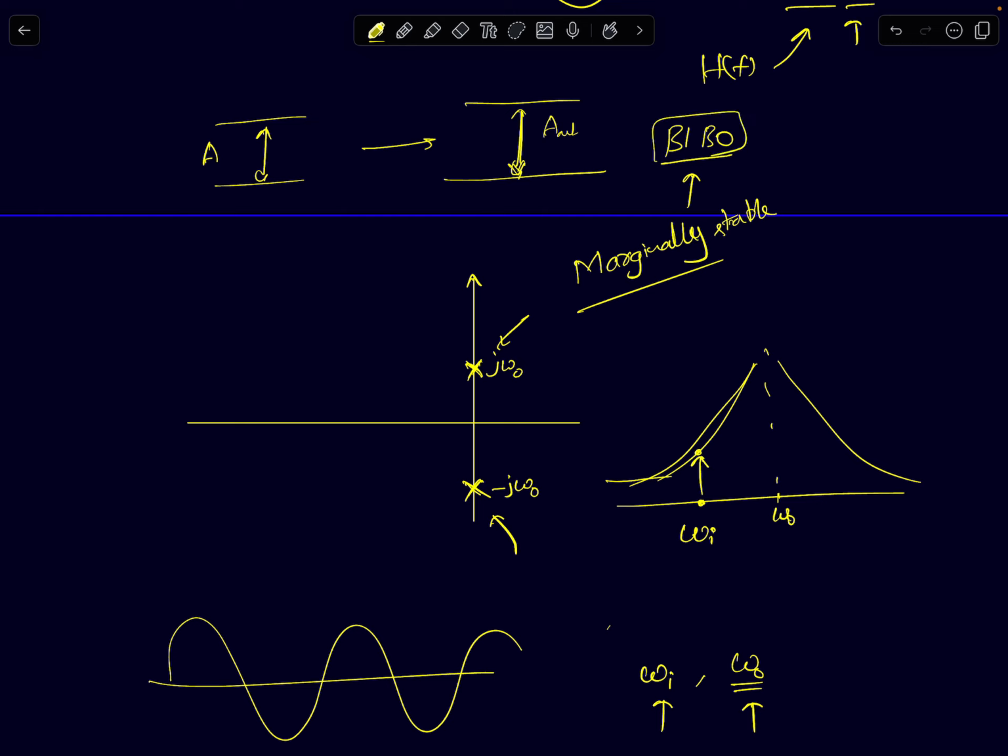Why do we call it marginally stable? Because when you have a system with poles on the j omega axis, if you apply sinusoids of any frequency other than omega naught, the output will be finite. You will get some finite output. But if you apply a sinusoid of the same frequency as omega naught, the resonant frequency of the system, then the output will grow linearly to infinity.